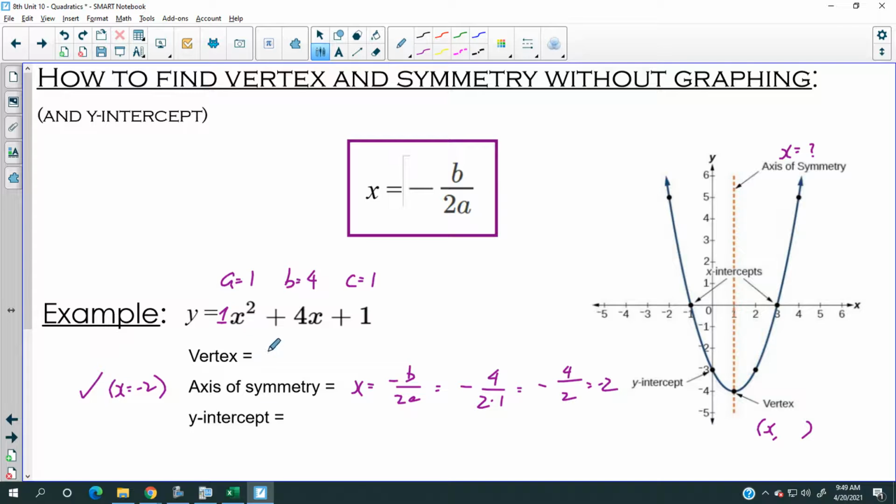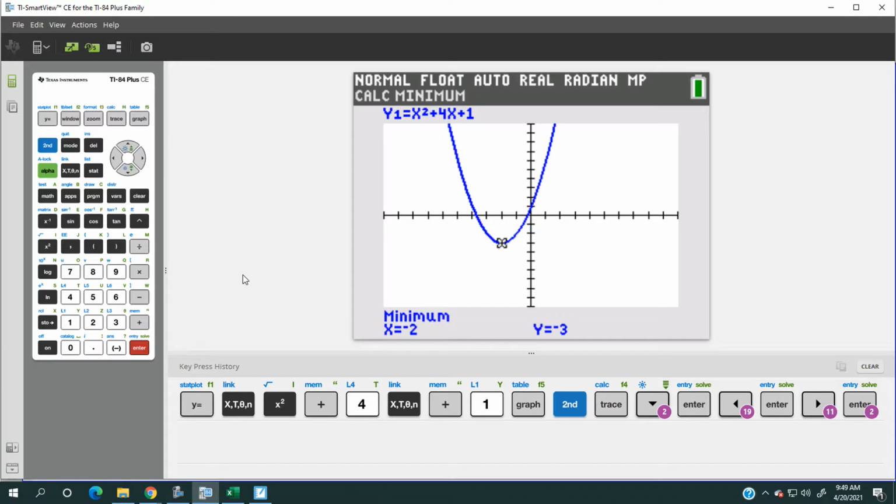So what's the vertex? The vertex is therefore, now I have to start with negative 2. You know that, right? What's the vertex? Well, it's negative 2, so once we've found the axis of symmetry, to find the vertex all we have to do is substitute, because I need to know what the y value is. So in other words, let's go back to the graph. If this has to be at negative 2, what would y be?